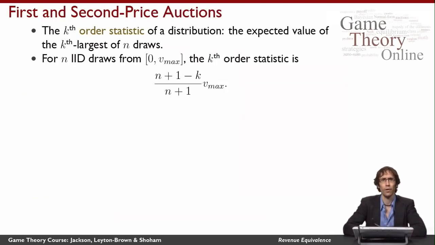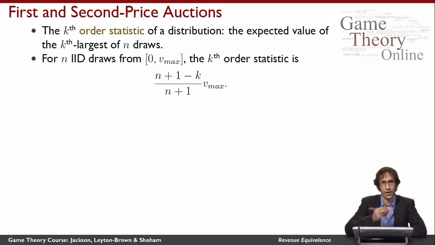Okay, now let's see why the revenue equivalence theorem is useful for thinking about first and second price auctions. To do this, we need to think about a concept called the kth order statistic of a distribution. So the kth order statistic is the expected value of the kth largest of n draws. So imagine that I was to independently draw 5 times from a distribution. What is the expected value of the biggest of those draws? Or what is the expected value of the second biggest of those draws? Those are questions about the first order and second order statistics of that distribution for k equals 1 and 2 and for n equals 5.